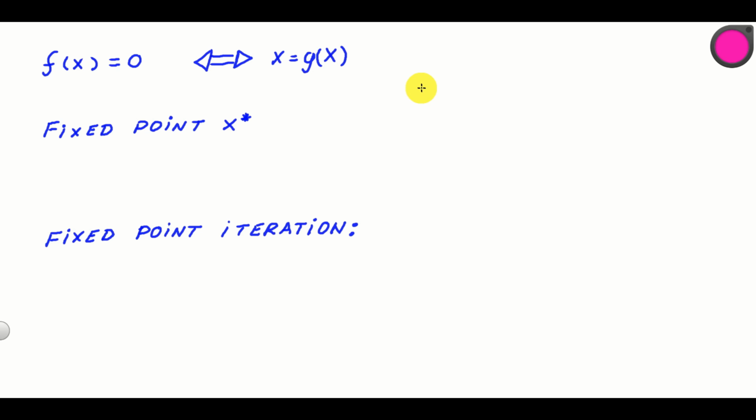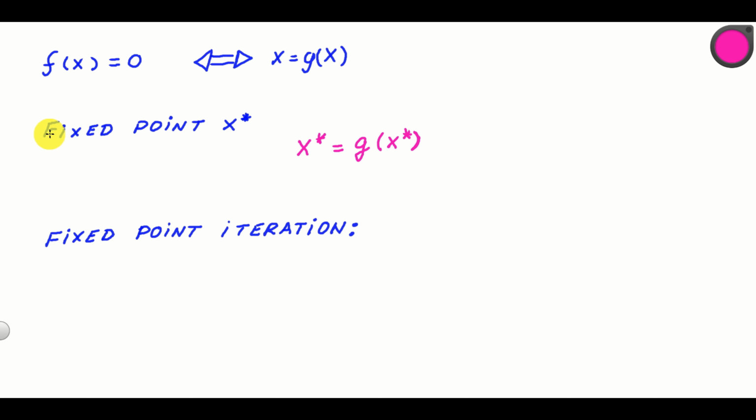Next, we need to define the fixed point denoted by x star, and we need to define the fixed point iteration. Let's start with the fixed point x star. A point denoted by x star that satisfies this equation, x star is equal to g of x star, is called the fixed point of the function g of x.